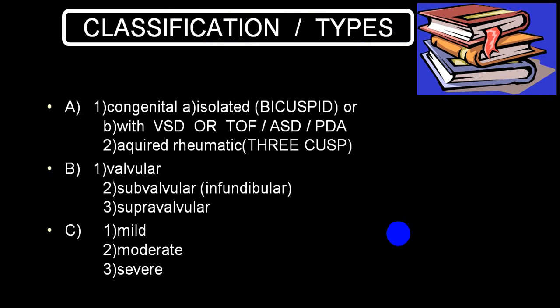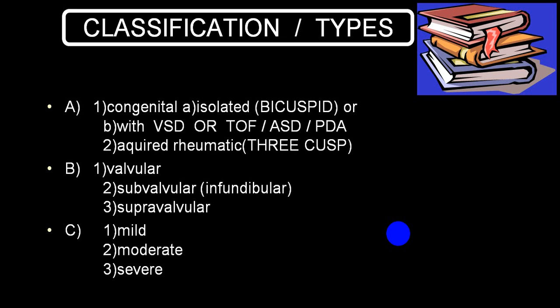As far as terminology is concerned, we can divide into congenital and acquired. Among congenital, it can be isolated or it can be associated with other congenital heart disease. Isolated is usually 2 cusps. Normally there are 3 cusps in pulmonary valve. So in isolated, it can be bicuspid pulmonary stenosis.